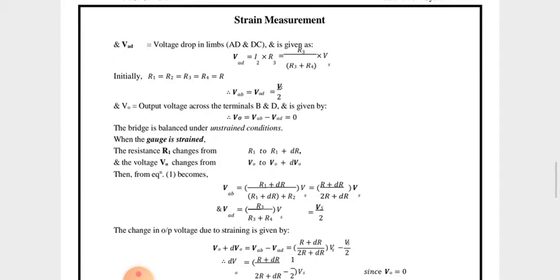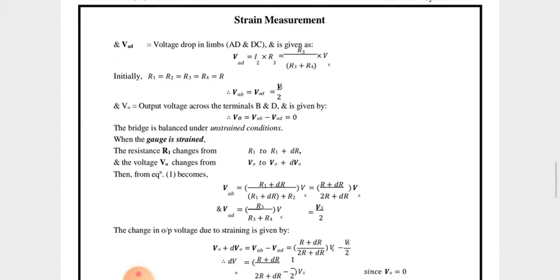Okay, so the bridge is balanced under unstrained condition. Now when the gauge is strained, when an external force is applied on the cantilever beam, in that case what will happen? The resistance R1 changes from R1 to R1 plus DR, and voltage VO changes from VO to VO plus DVO.